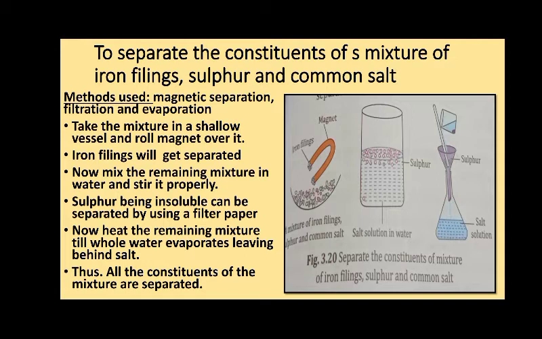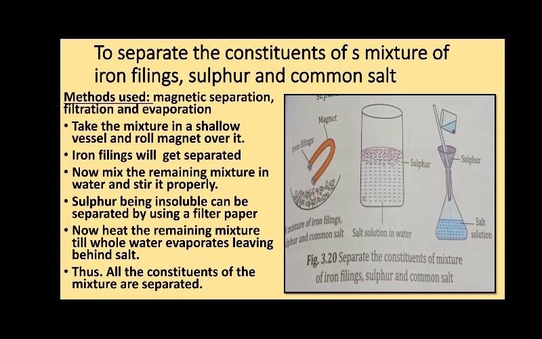First of all, we separate iron filings from the mixture by the process of magnetic separation. For that, we take the mixture in a shallow dish and roll a magnet over it. So iron filings will get separated. Now the mixture contains only sulfur and common salt.